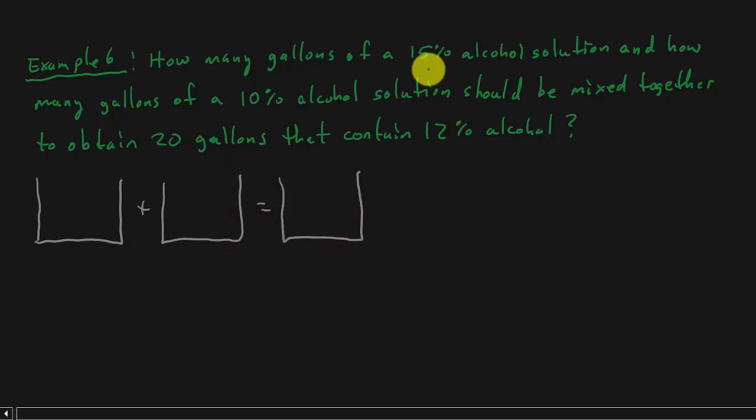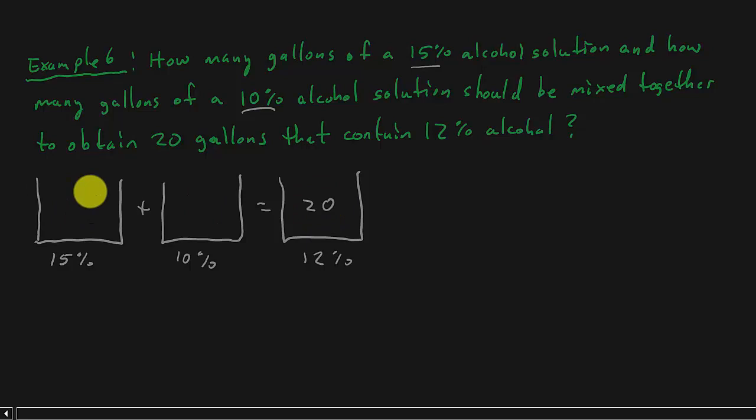All right, so let's see what we have. We're mixing together a 15% and a 10%, right? And in the end, we want a 12%. Well, in this problem, they tell us that what we want total is 20 gallons, right? And they want to know how much of each one. How many gallons of each do we need to get this?